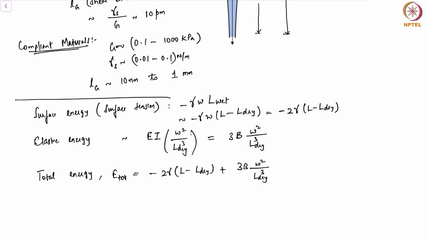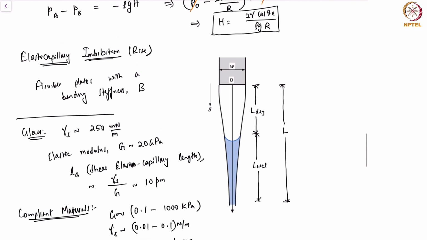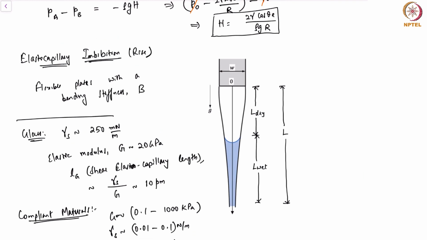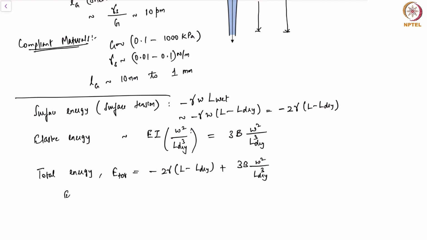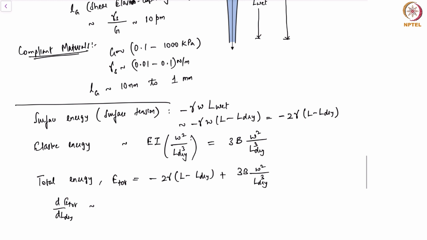And if we minimize this with respect to the dry portion of this problem, L dry is the parameter. If we do this, then we see d by d L dry of E total will basically give us, meaning we are trying to minimize the energy with respect to the amount of dry region that is present as a parameter. And if we do this, we get 2 gamma plus 3B W squared into minus 3 by L dry to the power 4. This quantity will be 0, and what we get is L dry to the power 4 will be something like 9 by 2.